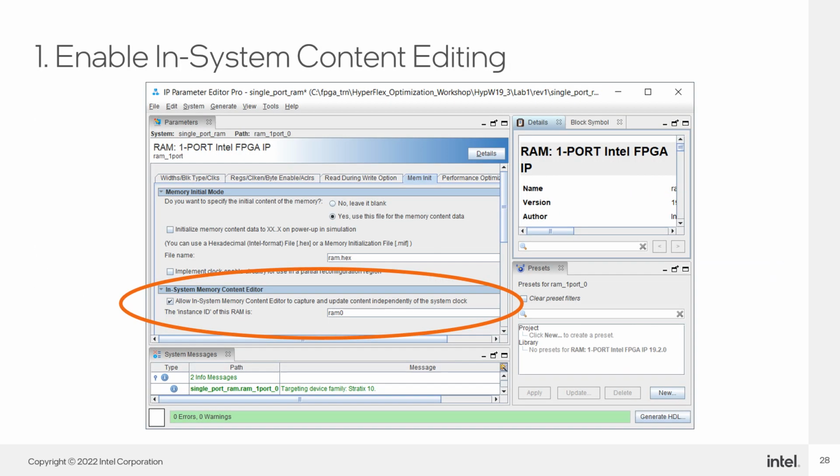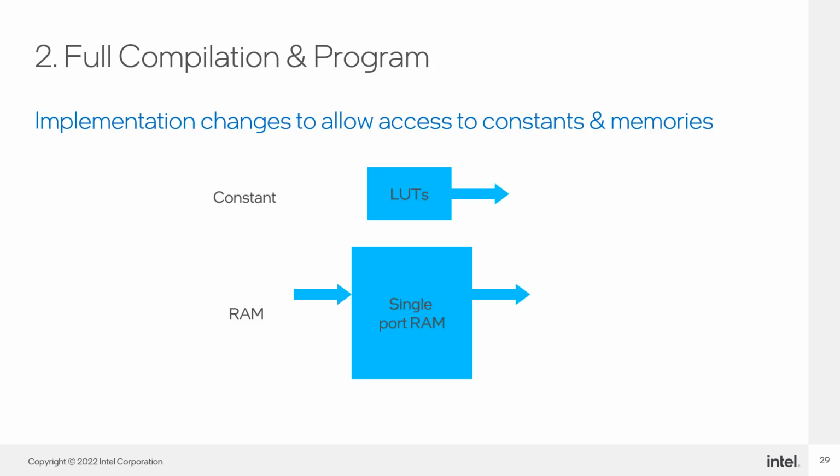When you create your memory, go to the Mem Init tab and select the checkbox to allow In-System Memory Content Editor to capture and update content independently of the system clock. Specify an instance ID so that you can identify between the various types of in-system modifiable memories and constants. After your design is complete and your memory is instantiated, do a full compile and download the bitstream to your FPGA. The JTAG connection to your FPGA board will connect to the second port of your memories.